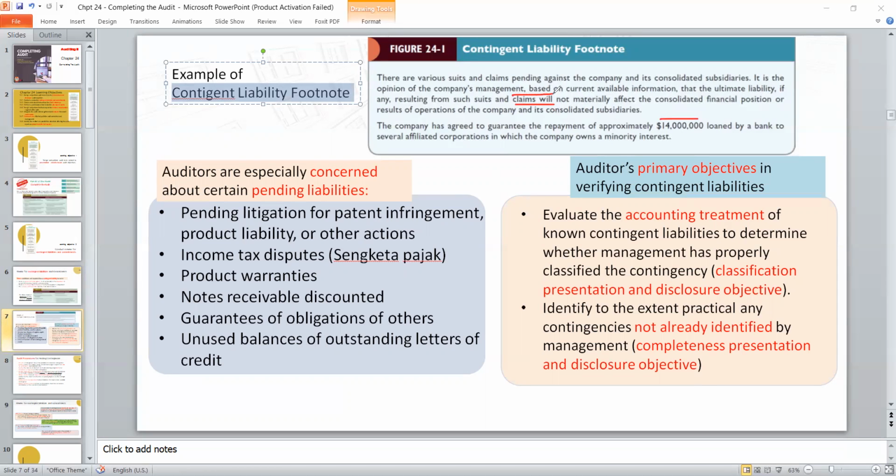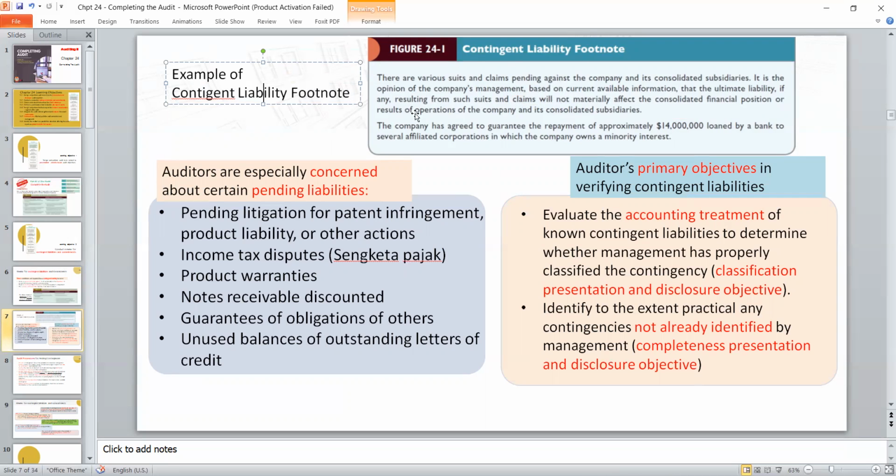Of course, if you have discovered this kind of event, it can affect the opinion of the audit. Because once again, the liability will be a warning to the going concern of the company, bisa mengganggu kelangsungan hidup perusahaan in the future.